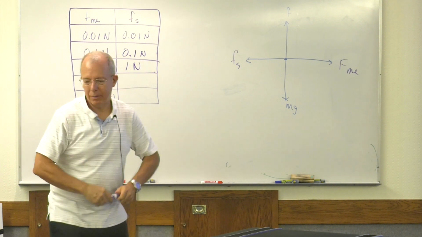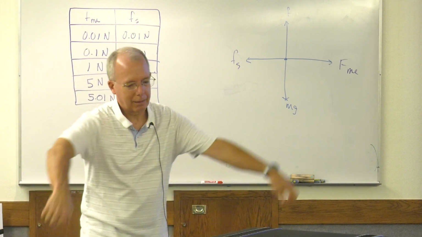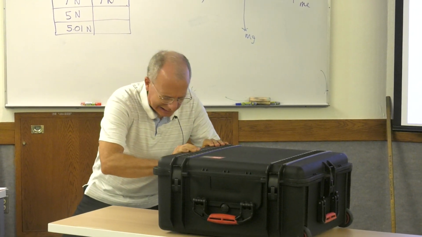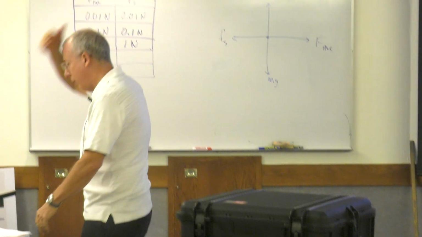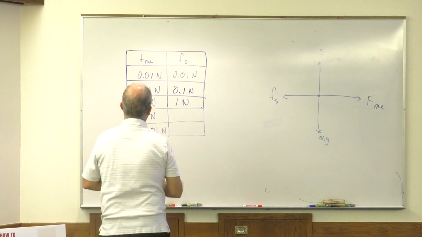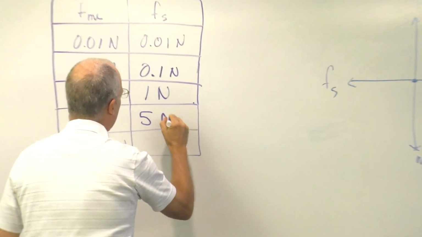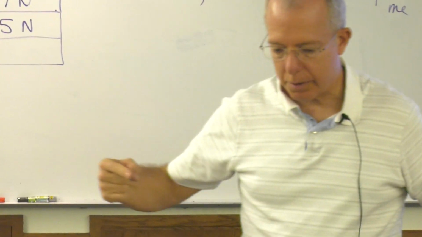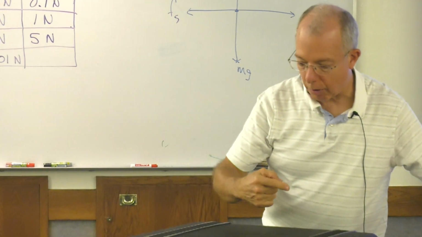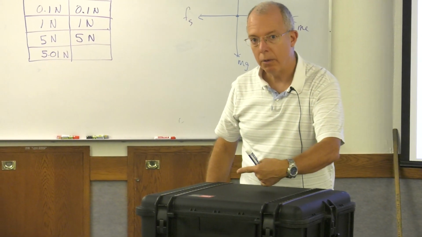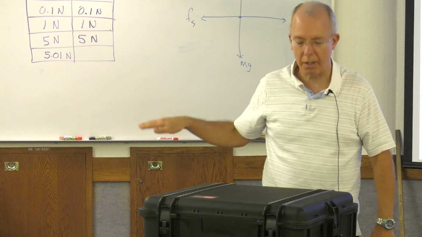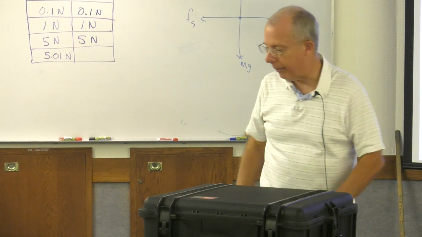Okay, now I'm going to push it 5 newtons. Okay, still doesn't move. So 5 newtons doesn't move. So again, I exerted 5 newtons this way. The frictional force was 5 newtons that way. So the net force along the horizontal direction was 0. So the acceleration was 0, which is what we saw.